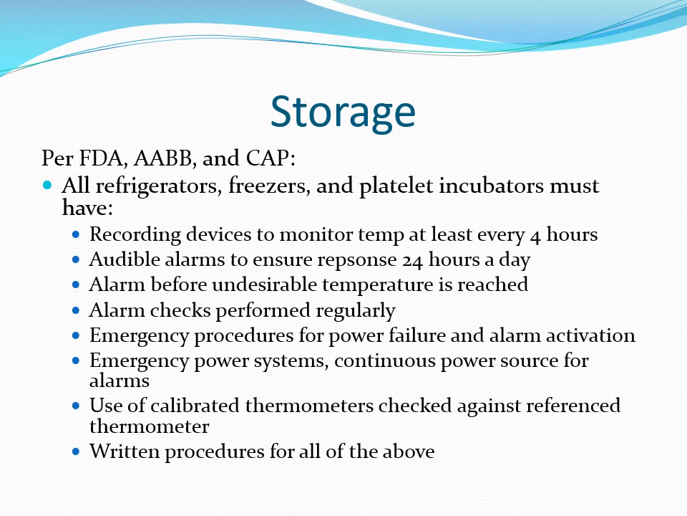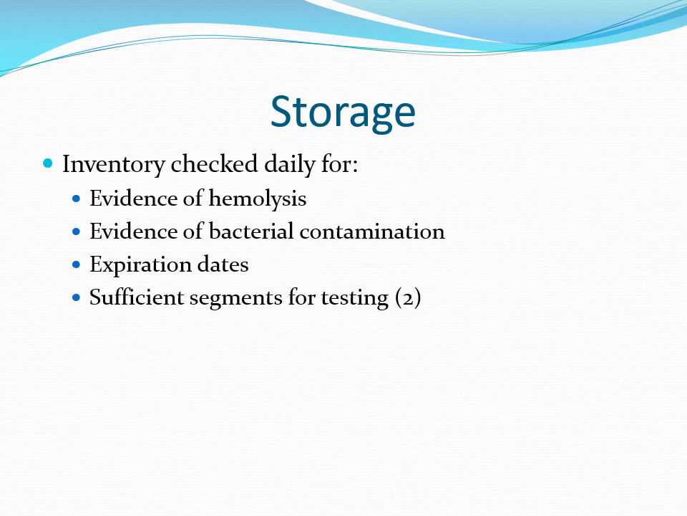We will also have emergency procedures in place for power failure and alarm activation. We need to have emergency power systems and a continuous power source for the alarms, such as a battery backup. We use calibrated thermometers to check against reference thermometers to make sure that everything is what it says it is. And we also need a written procedure for all of the above for our monitored refrigerators.